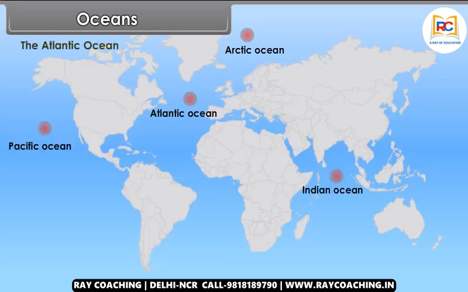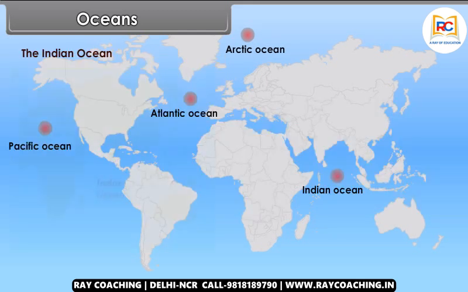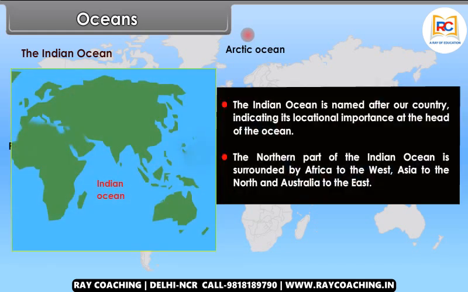The Atlantic Ocean. The Atlantic Ocean lies between North America and South America on the western side and Europe and Africa on the eastern side. The Atlantic Ocean has many shipping routes linking the ports on either side of the ocean. The Indian Ocean. The Indian Ocean is named after our country, indicating its locational importance at the head of the ocean. The northern part of the Indian Ocean is surrounded by Africa to the west, Asia to the north, and Australia to the east.